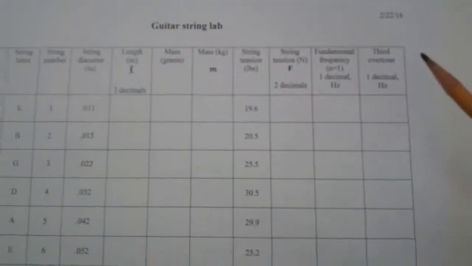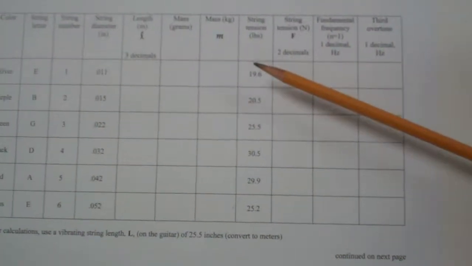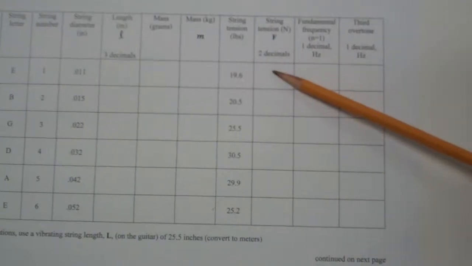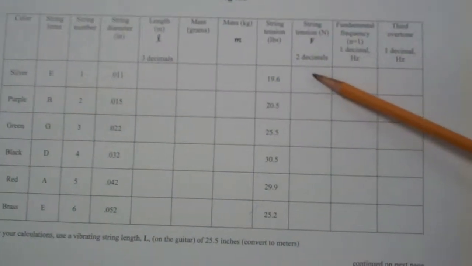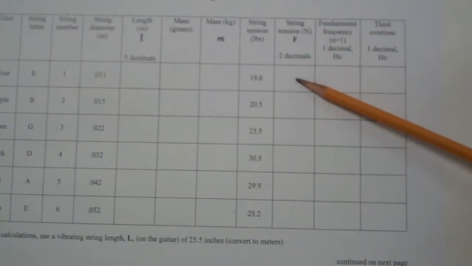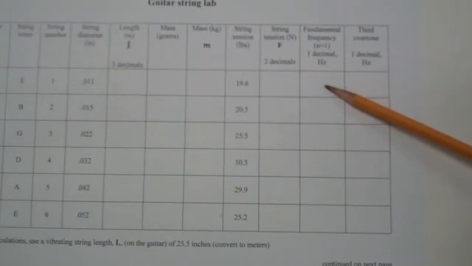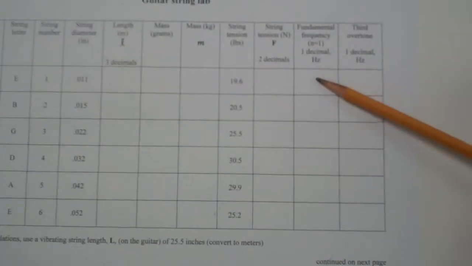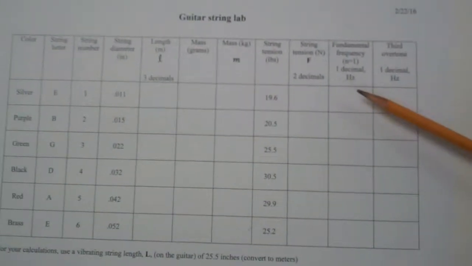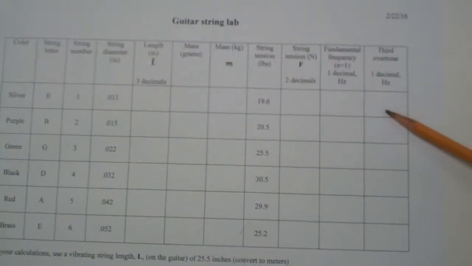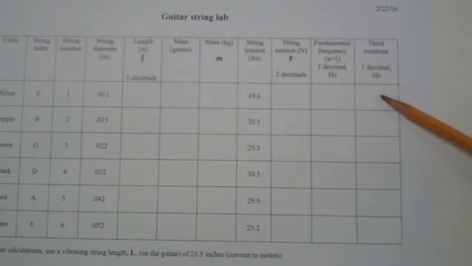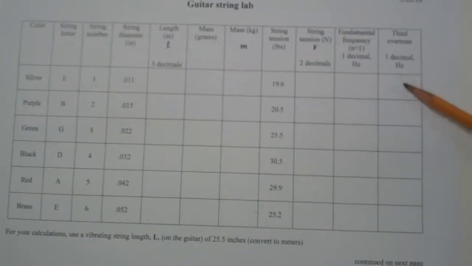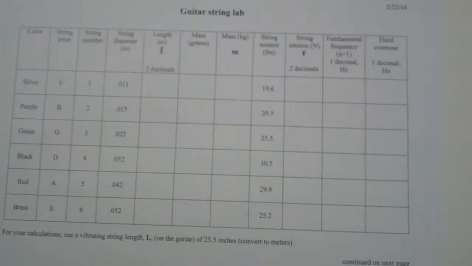Okay, so back to your table. You're going to be converting the string tension in pounds to newtons. You'll find a conversion between pounds and newtons in your conversion chart. Then you're going to calculate the fundamental frequency for n equals 1, and once you have n equals 1, you'll calculate the third overtone. You'll have to figure out the n value for that and calculate the frequency there.